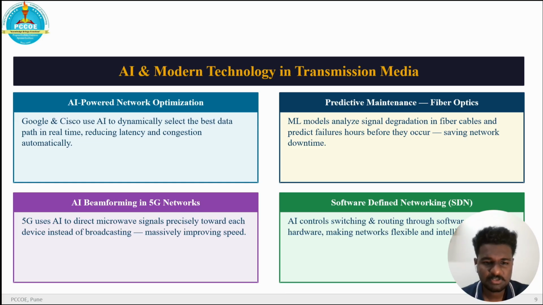Predictive maintenance in fiber optics. Machine learning models continuously analyze signal degradation in fiber cables and can predict failures before they actually occur, preventing downtime.